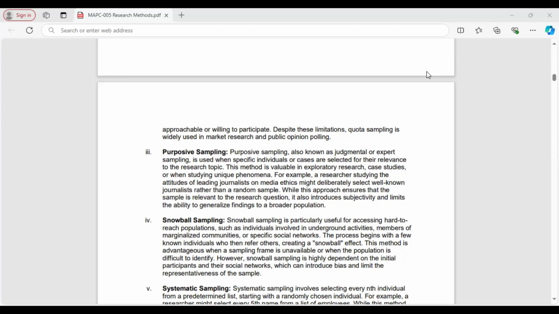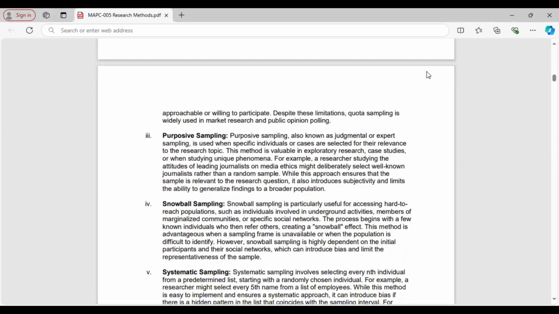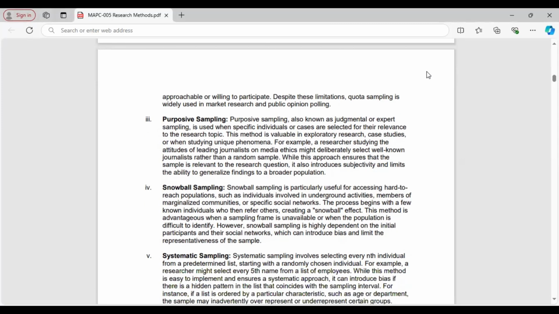And the last type is systematic sampling. It involves selecting every nth individual, that is, every second individual or every third individual, etc., from a predetermined list, starting with a randomly chosen individual. Although it offers a systematic approach, it can introduce bias if there is a hidden pattern in the list.